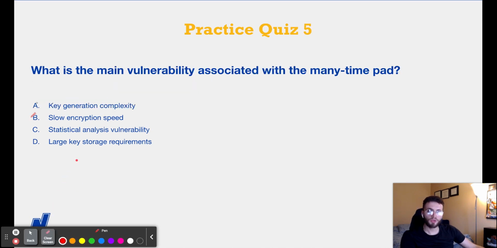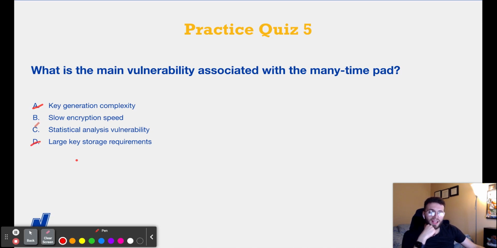Okay, perfect. So the next question is, what is the main vulnerability associated with many-time pads? Is it key generation complexity? Is it slow encryption speed? Is it statistical analysis vulnerability? Is it large key storage requirement? We also know that key generation complexity is not a vulnerability. We understand that a large key storage requirement could potentially be a vulnerability, but that's not the main one.